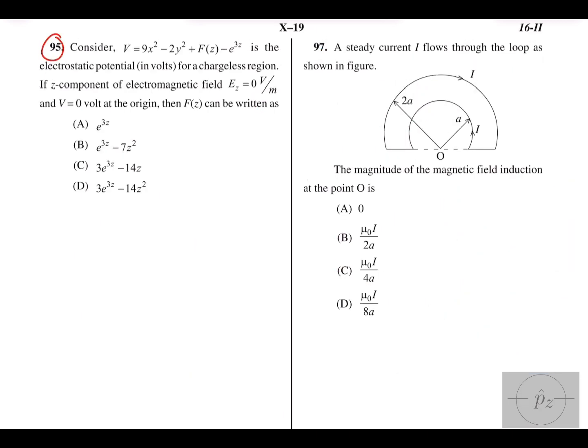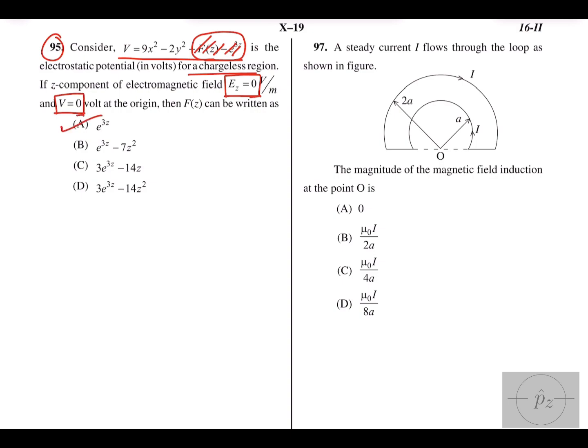Problem 95. Consider V is given by this, the electrostatic potential in a chargeless region. The Z component of the electric field Ez is this and V is 0 at the origin. So fz can be, let us look at the options. So option A says e to the power 3z. If fz is e to the power 3z, then there will not be any z dependence in the potential, so this term will be 0. So obviously Ez would be 0 and V is also 0 at the origin, so option A could be one of the possibilities.